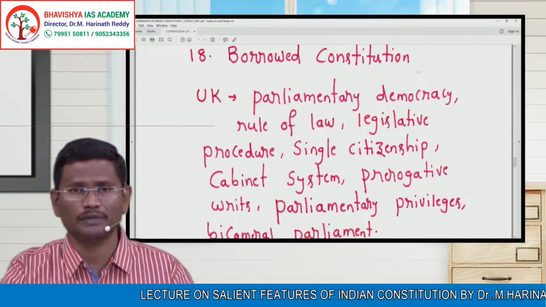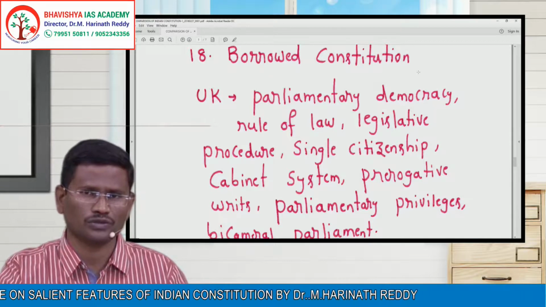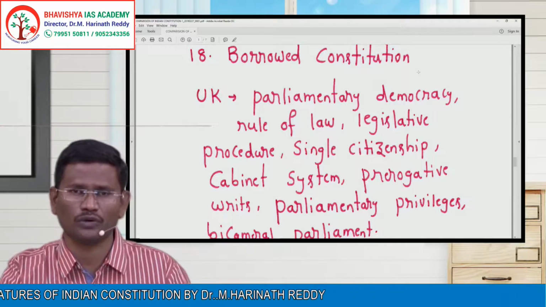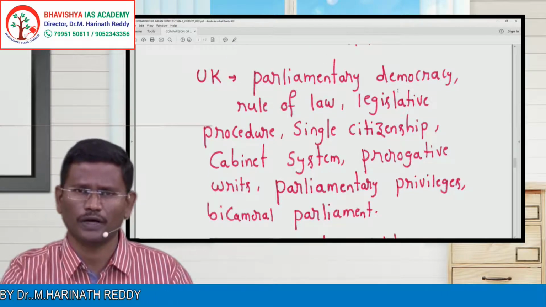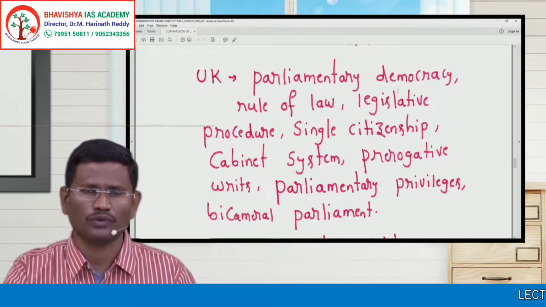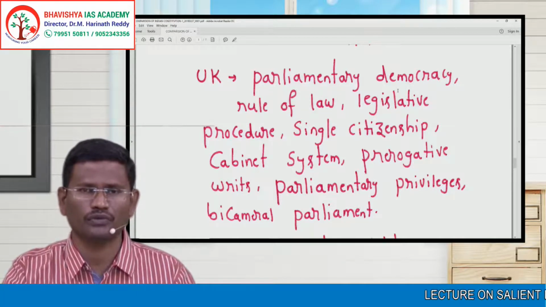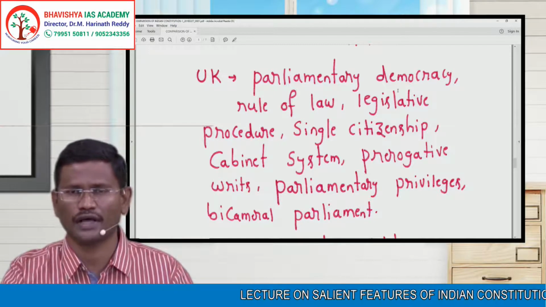The diversity can be better accommodated. So this is one principle which is borrowed into the Indian Constitution. From the United Kingdom, we borrowed parliamentary democracy. Then the concept of rule of law. Article 14 of the Indian Constitution provides for equality before law, and this equality before law includes rule of law as well.